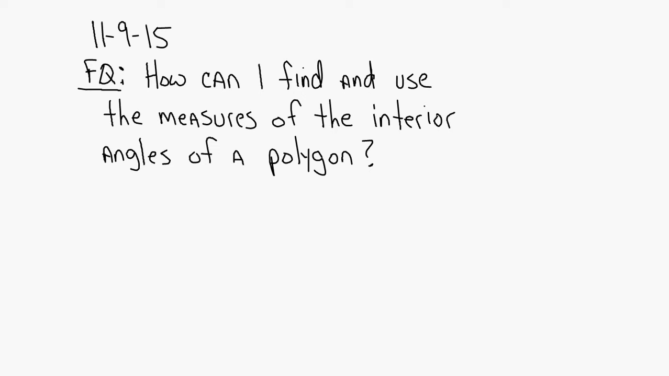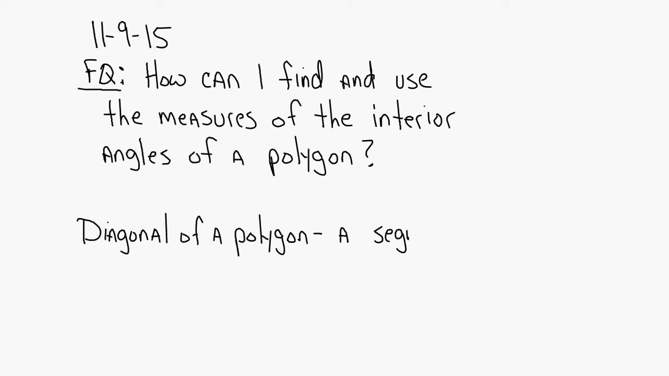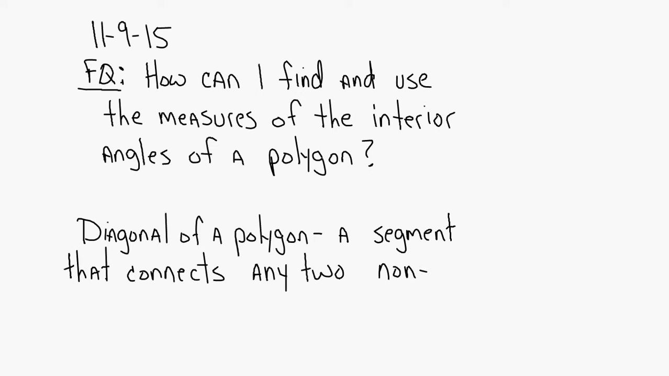Let's get a definition real quick. Diagonal of a polygon. That is a segment that connects any two non-consecutive vertices.